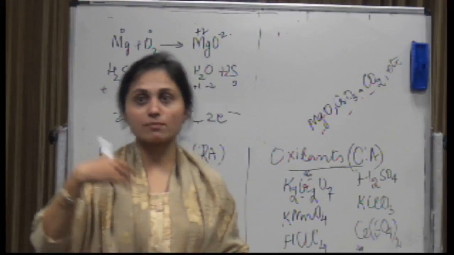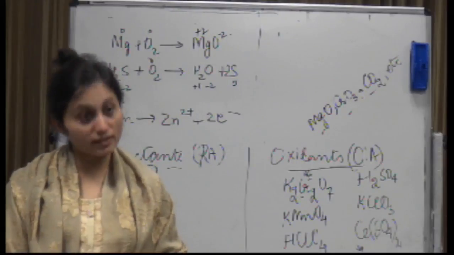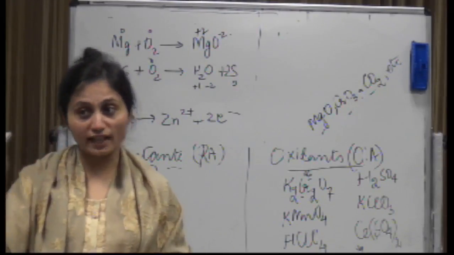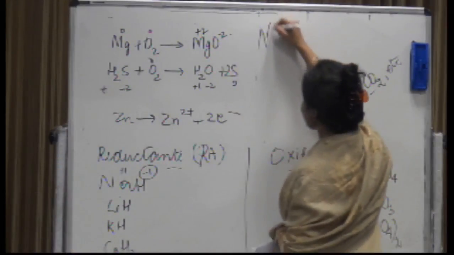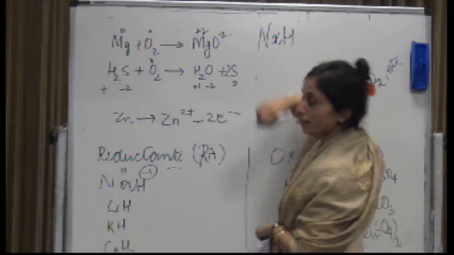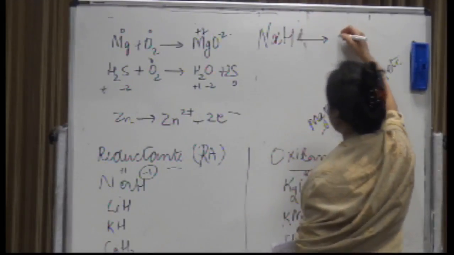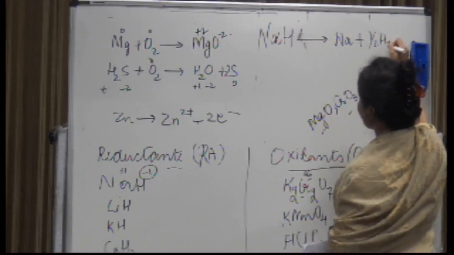And if it becomes H2, then it goes from -1 to 0. So it is getting oxidized. Hydrogen is getting oxidized. So जो दूसरा element होगा that will get reduced. Like for example, जैसे अगर NaH लिया, ठीक है, NaH is forming your Na plus half H2, ठीक है.